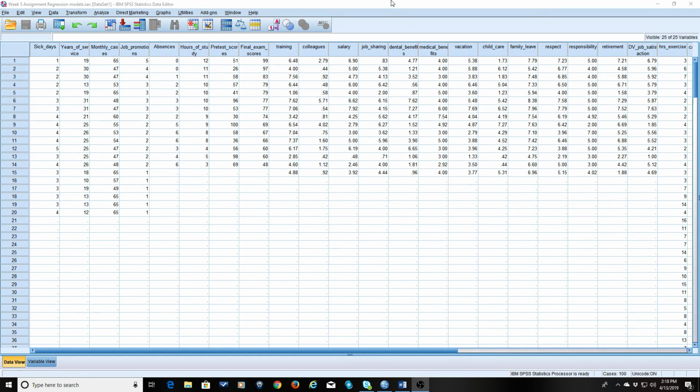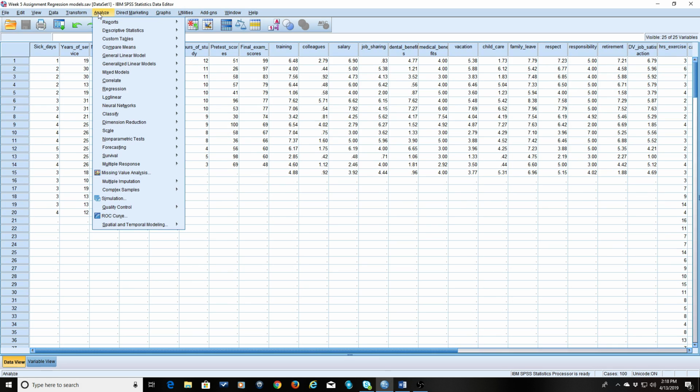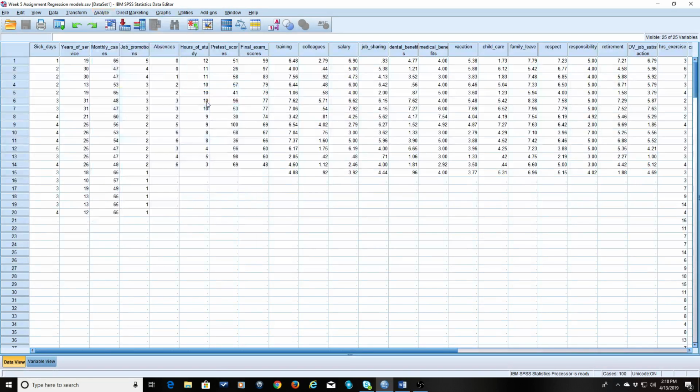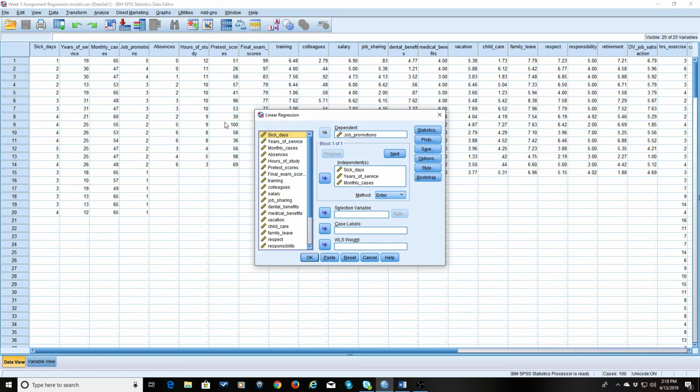So this is what you have on your screen when you open up the data set for this week. Okay, so let's go ahead and plunge into multiple linear regression. Let's go up here to Analyze, go to Regression, Linear, and you have this. I'm going to put these back because I already did them, so we can repeat these.